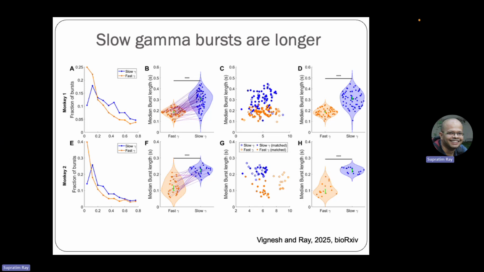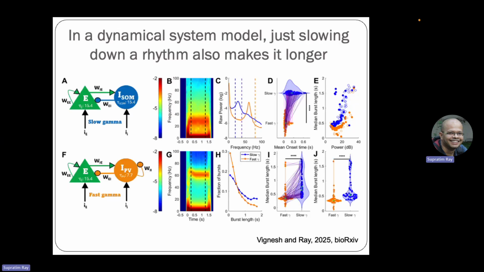And interestingly, even if you equalize the power of these bursts, so you're saying I'm only going to consider electrodes for which slow and fast gamma have the same power, even then the same thing holds. So it's not that you get longer bursts because you have more power in the signal. Even for power matched signals, slow gamma has longer bursts than fast gamma. In fact, what does it mean? You might ask.